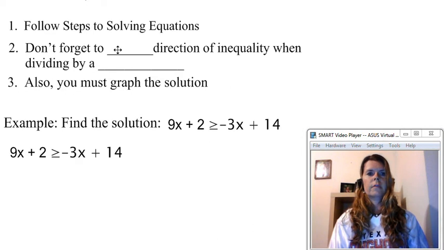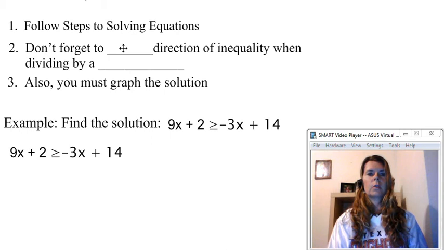You should have filled in the steps to solving equations. When you solve an inequality, it's just like solving an equation. Same steps, you just have a different verb. Here our verb in this problem down here is greater than or equal to. In an equation, you have an equal sign.